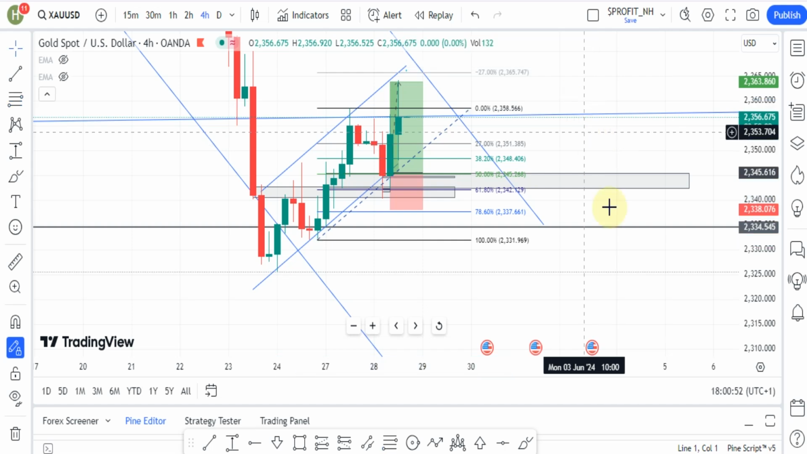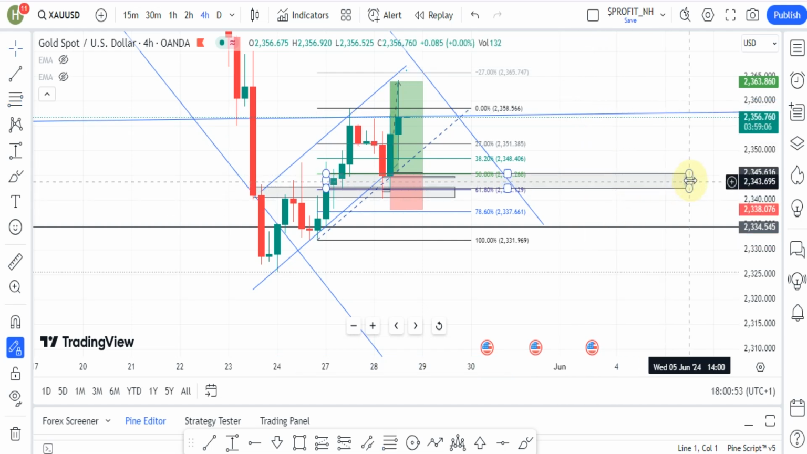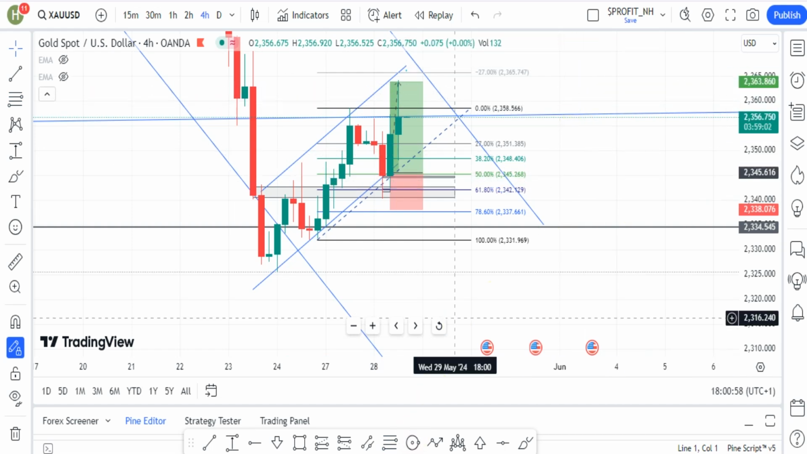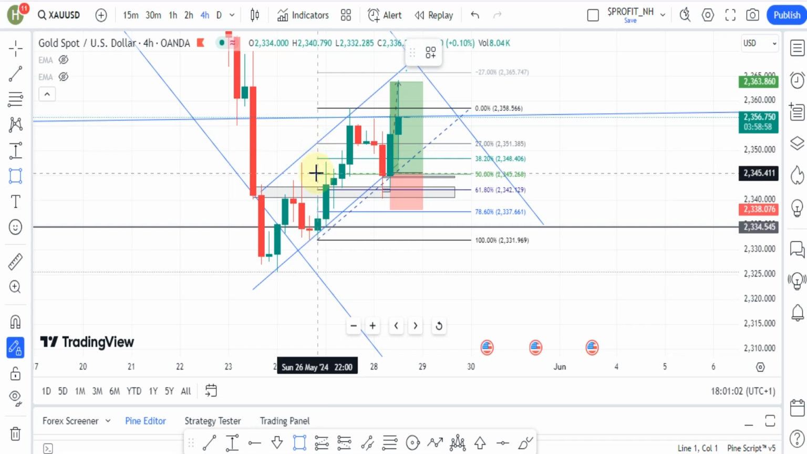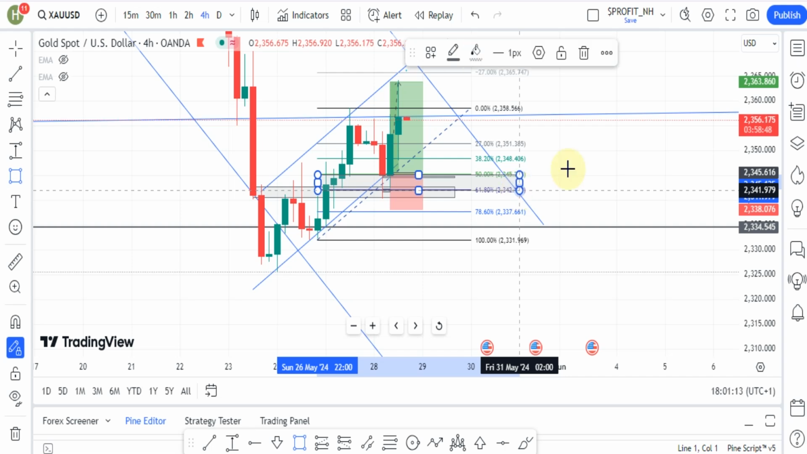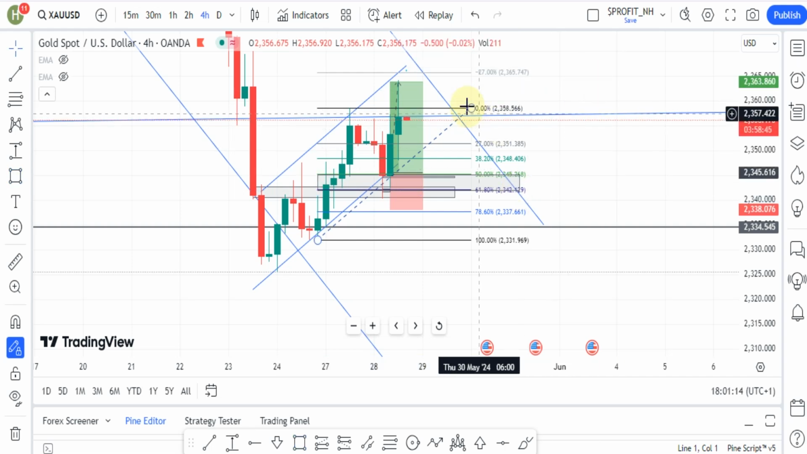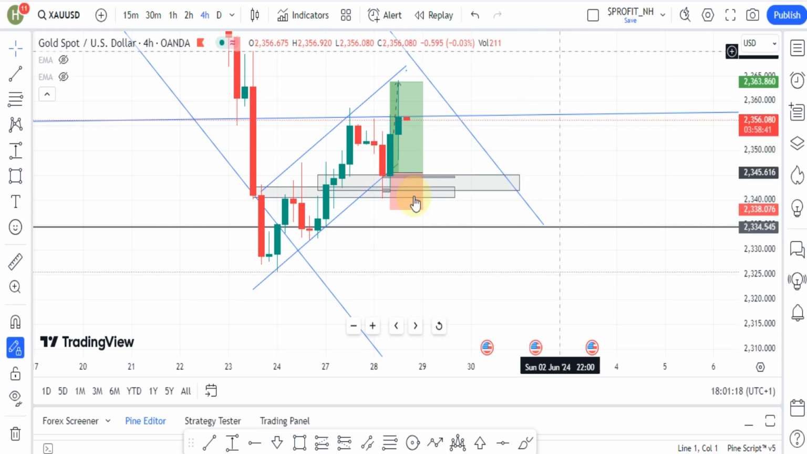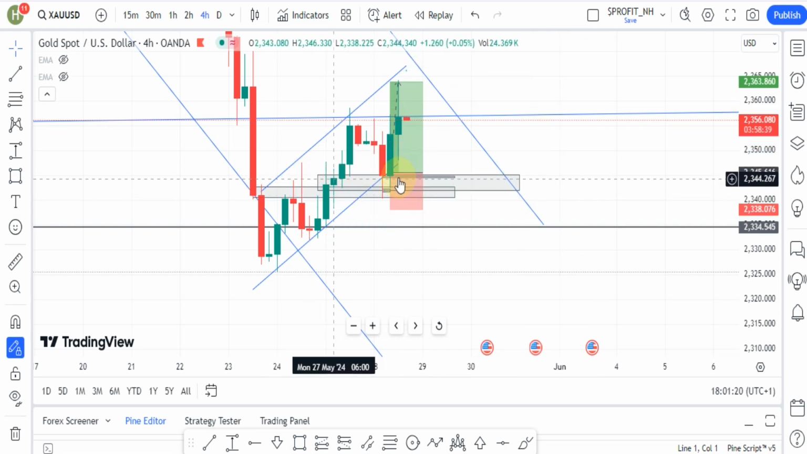So this market started reacting around this 50-61 area. When I saw this market reacting around this area, let me just mark it so that you can see. So this is the 50-61 area in the Fibonacci level. This market started reacting around this area, and I started seeing these candlestick rejections at this point.